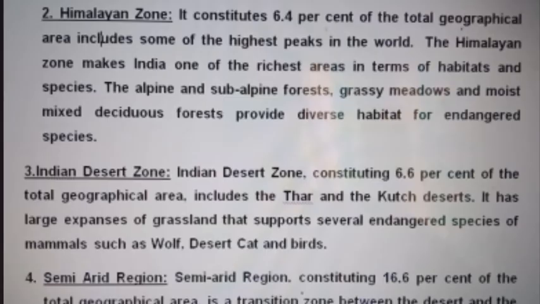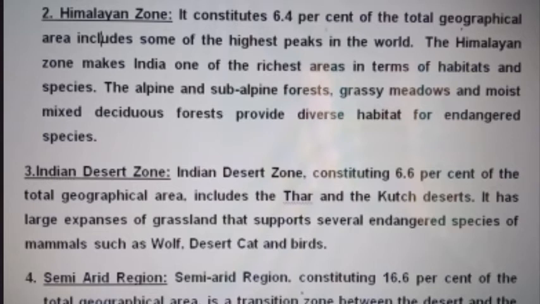Second one, Himalayan zones. It constitutes 6.4% of the total geographical area, including some of the highest peaks in the world. The Himalayan zones make India one of the richest areas in terms of habitats and species. The alpine and subalpine forests, grassy meadows and a moist mixed deciduous forest provide a diverse habitat for endangered species.